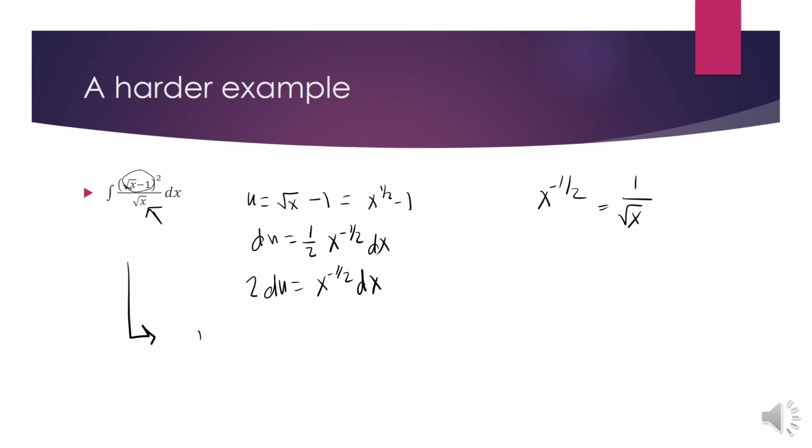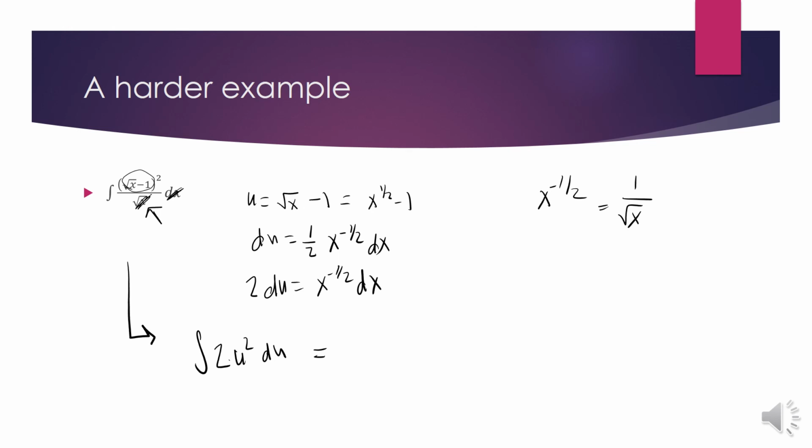So let's rewrite it. x to the minus 1/2 dx, that's going to become 2 du. So in my problem, x to the minus 1/2 is that square root of x that was on the bottom, and then there's my dx. So I've gotten rid of both of those with my 2 du. Next, I have the square root of x minus 1 squared. That was just u squared.